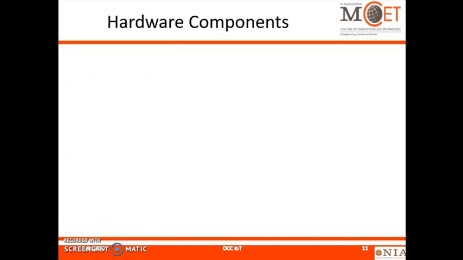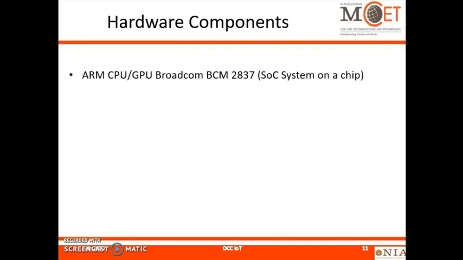So what are all the components that are available in the Raspberry Pi? ARM CPU and GPU, Broadcom BCM2837. So this configuration of processor is used in Raspberry Pi. This is an ARM based processor. It is also called as system on chip, SoC. The term is very important. And it is made up of an ARM central processing unit and a VideoCore 4 graphics processing unit.